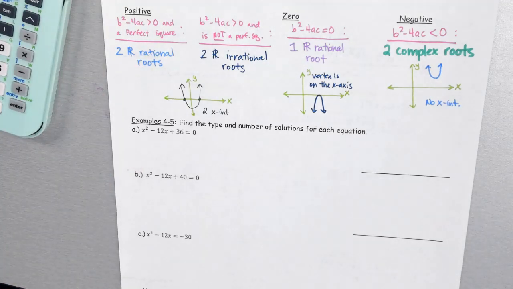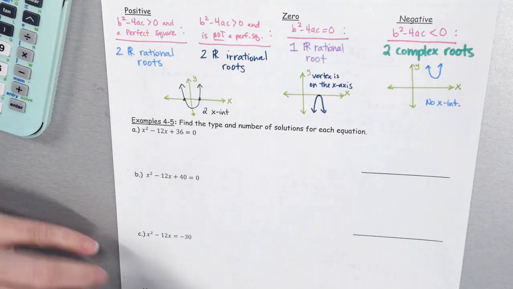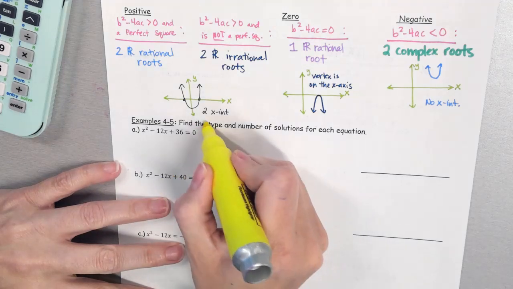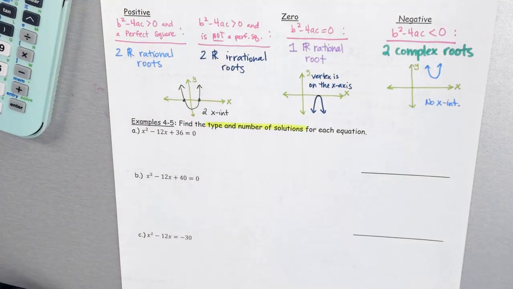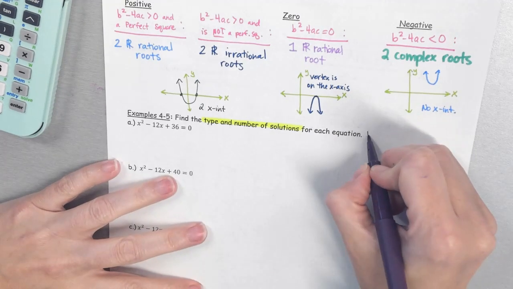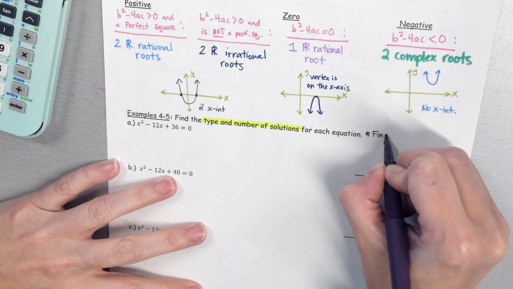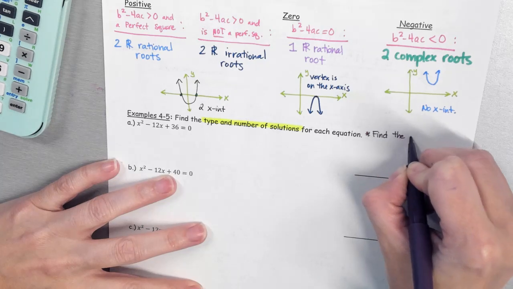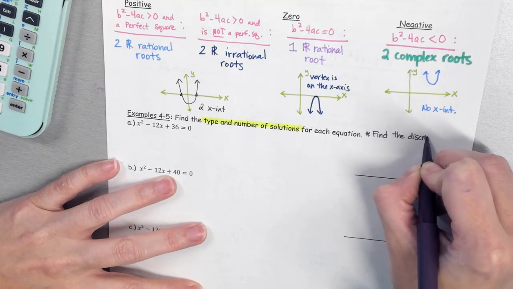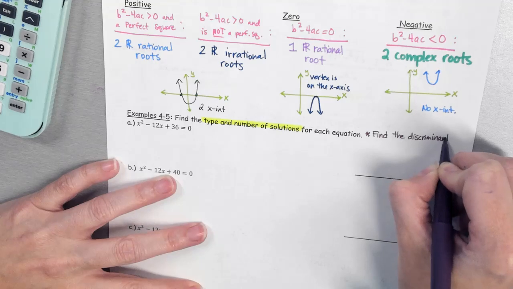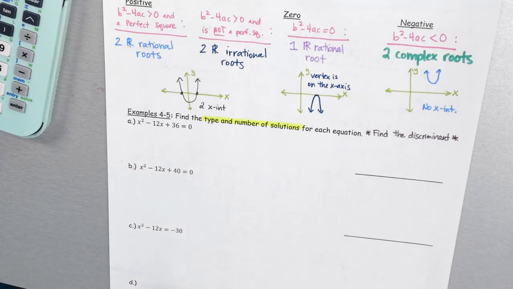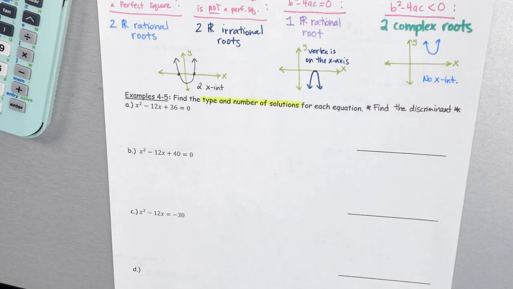Okay, so we're going to be using that as a guide for our next set of examples, where it's asking you to find the type and number of solutions for each equation. Whenever you have to find the type and number of solutions for each equation, that means that you are going to find the discriminant as well. So make sure you know what that word means. We're going to find the discriminant for all of these.